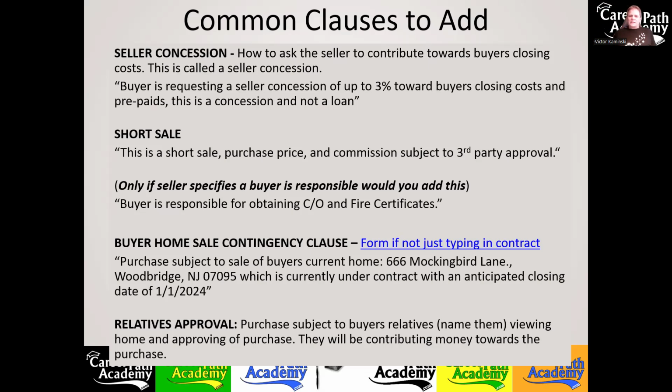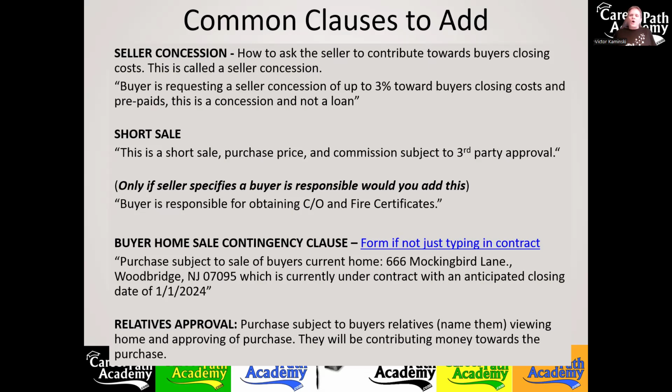Now, usually with short sales, the seller is not going to be responsible for obtaining the CO and the fire certificates, which may require repairs done to the house in order to obtain them. So sometimes, usually but not always, they'll say, listen, we're not getting this. You have to get it. The buyer needs to get it.